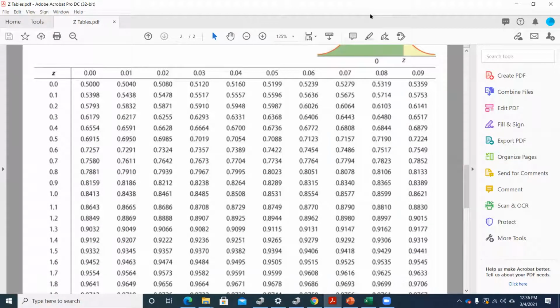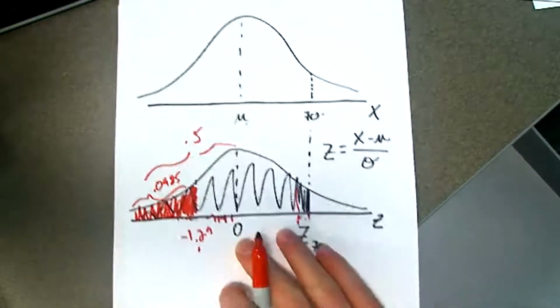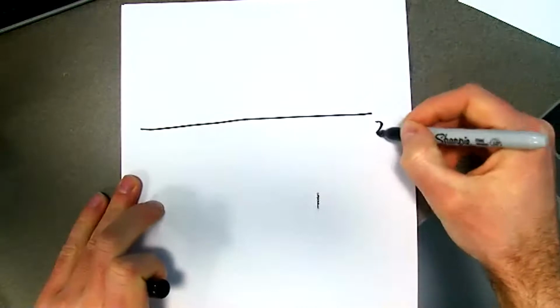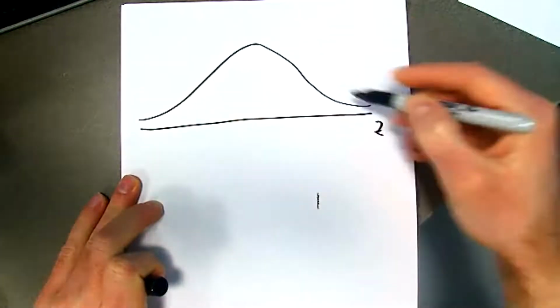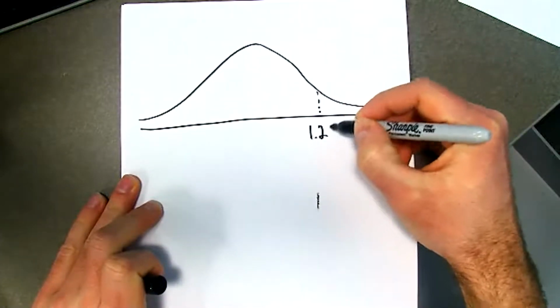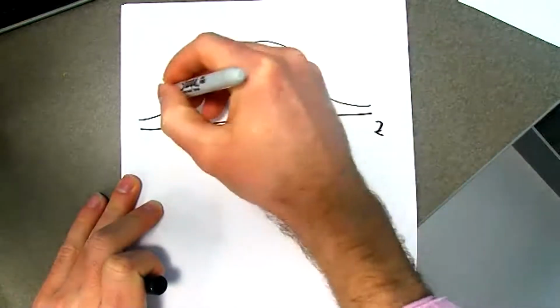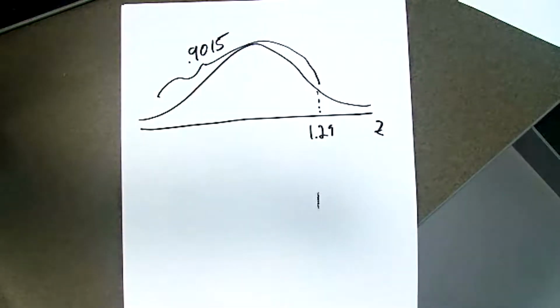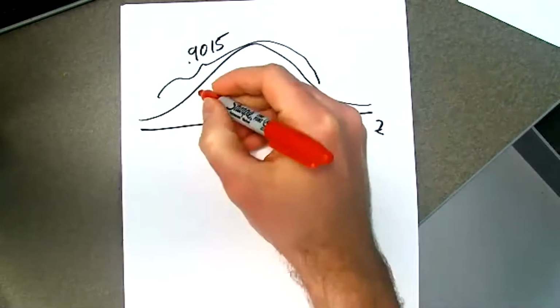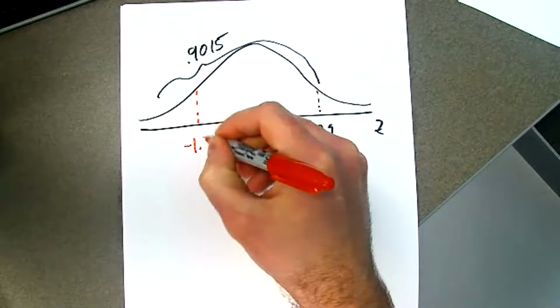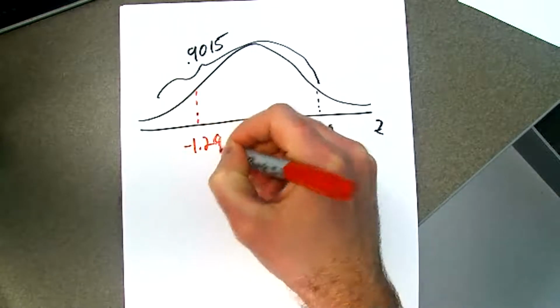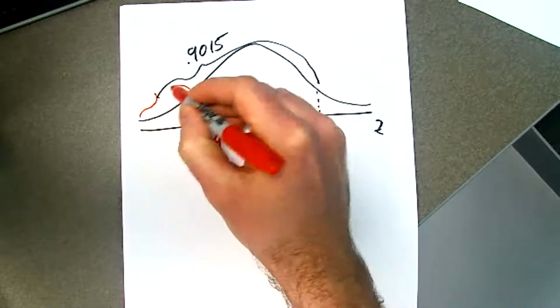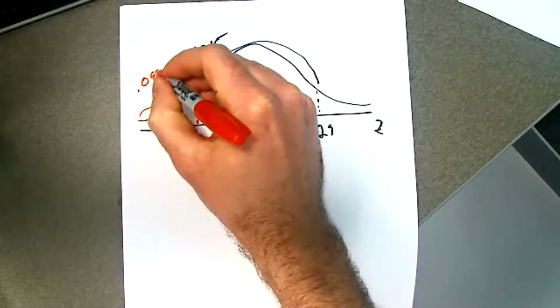Okay? So thinking about what I did, I'll redraw this. I looked up that z value of 1.29, and the area to the left of it was 0.9015. As a reminder, when I looked up negative 1.29, the area to the left of that was 0.0985.